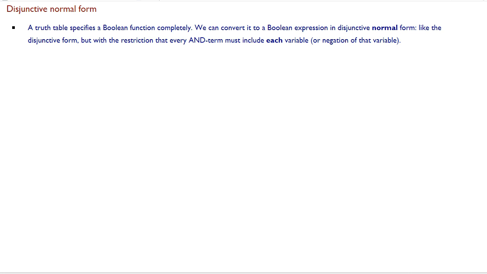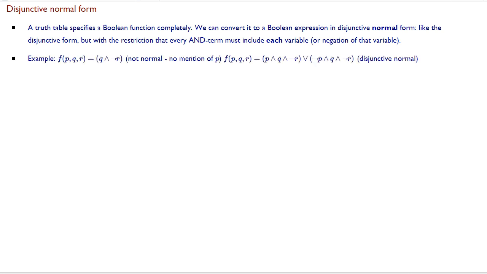A better solution than disjunctive form is what we're going to call disjunctive normal form. This was a big deal the year that I taught CS20, and this was the terminology used by the textbook in that course. What makes disjunctive normal form as opposed to just disjunctive form is that each of these individual AND terms has to include each variable or the negation of that variable. This is best illustrated by an example.